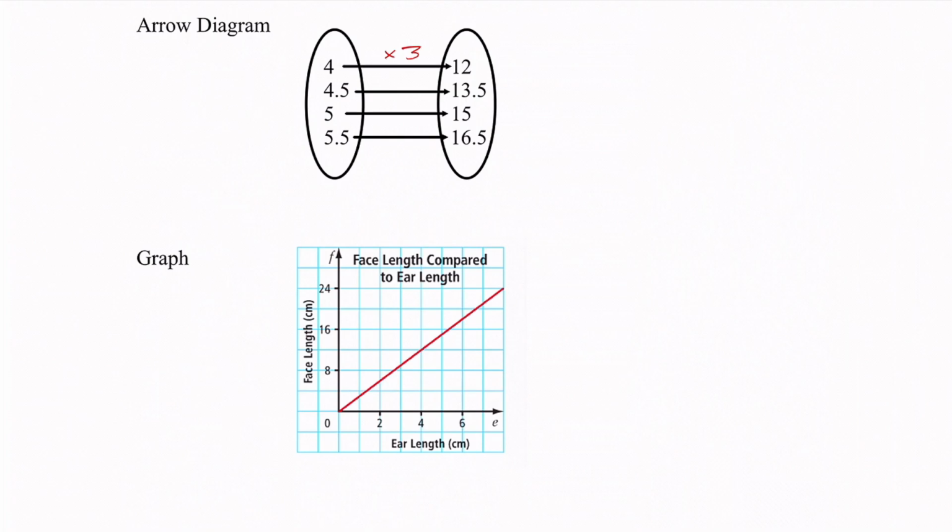So you can see in the example, if you had an ear length of 4 centimeters and you multiplied that by 3, you're going to get 12. You can't see it on here, but this is going up by 4s, so that's going to go 8 next to 12. So if you had an ear length of 4 centimeters and multiplied by 3, like we were doing up above, your face length is going to be 12 centimeters.